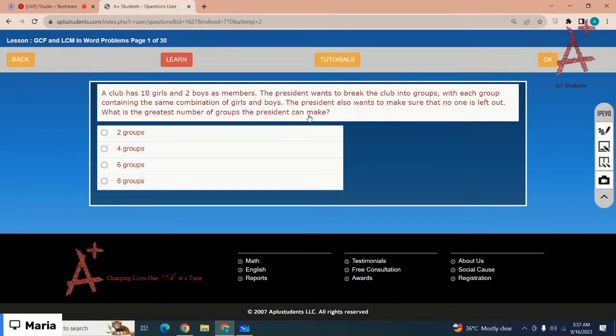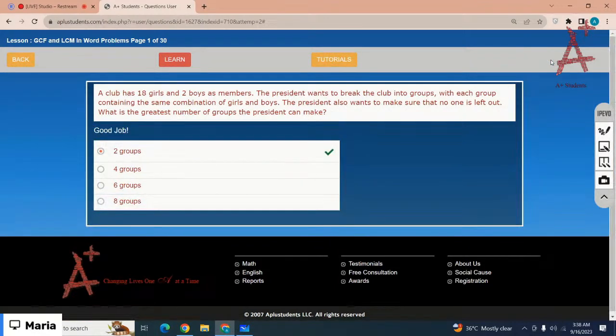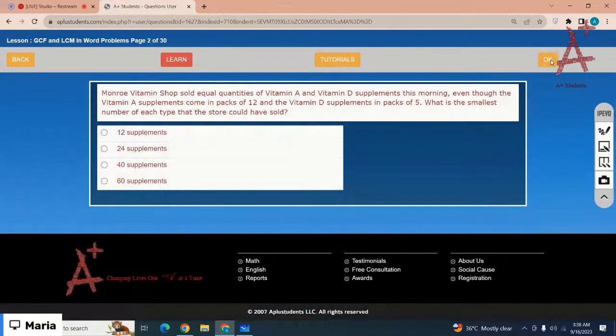You can find the GCF from the options also, right? The option that can divide both the numbers 18 and 2. So 18 and 2, they both are divisible by 2 only. So 2 is the greatest common factor of 18 and 2. 2 is the correct option. No, not 6. You have to calculate GCF. So 2 is the correct option. 2 is the only number that can divide both 18 and 2.